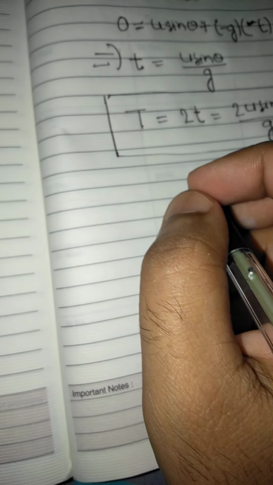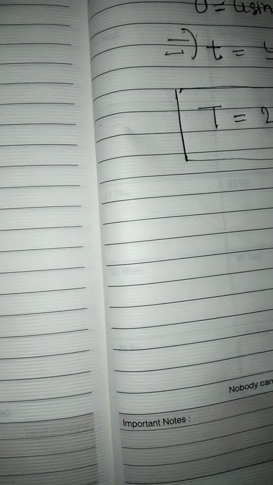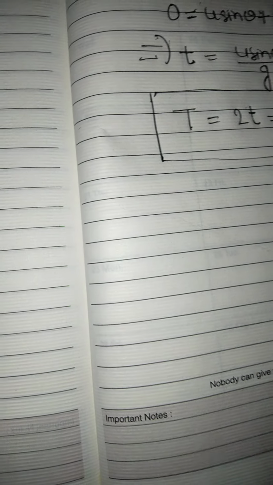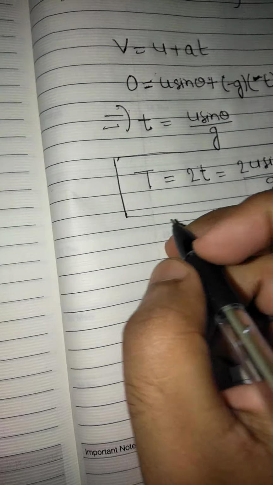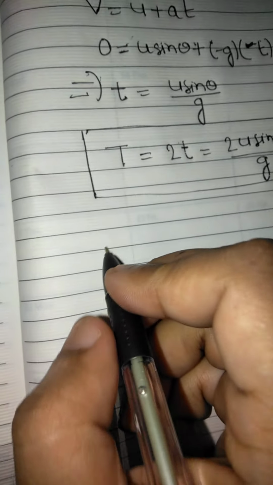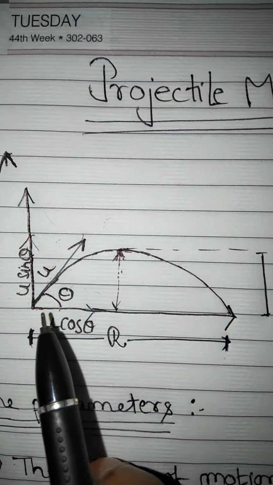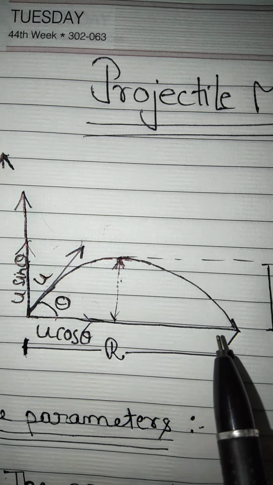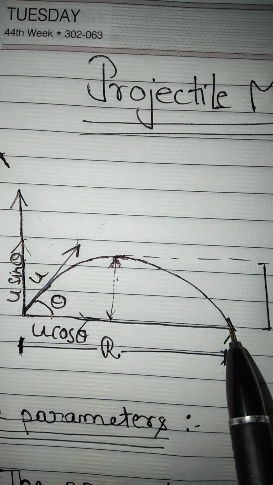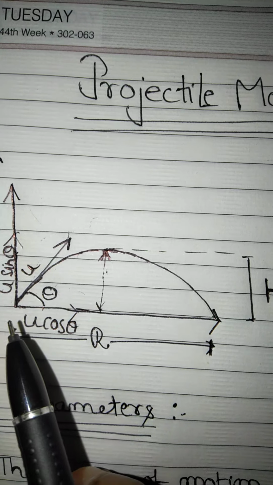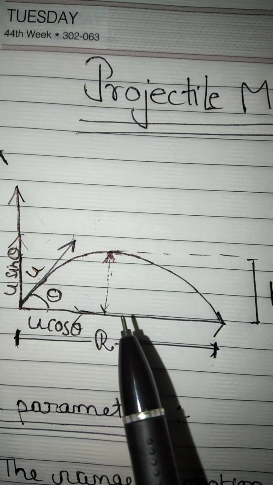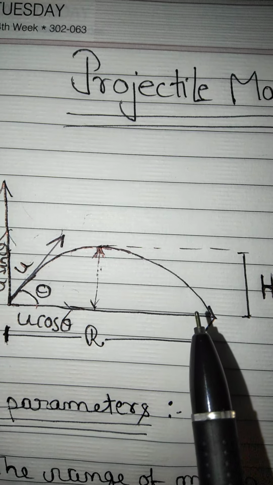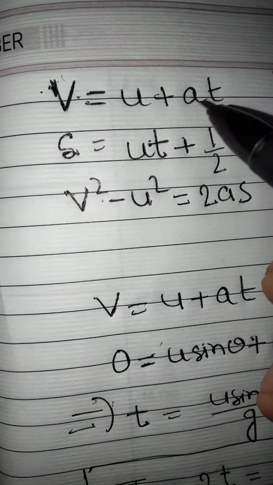Now we will go on to derive the second parameter, which can be anything. I'm going to take the range of motion. So the range of motion, as we know, is the maximum distance the projectile covers in the x direction, and we know that there is no acceleration in the x direction, so we are not going to use any of these equations.